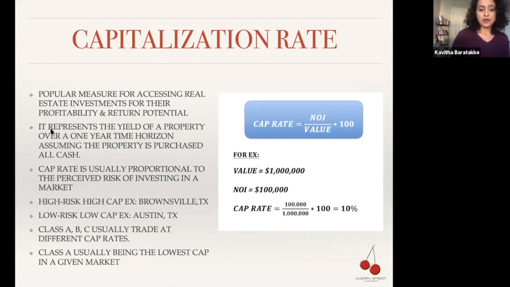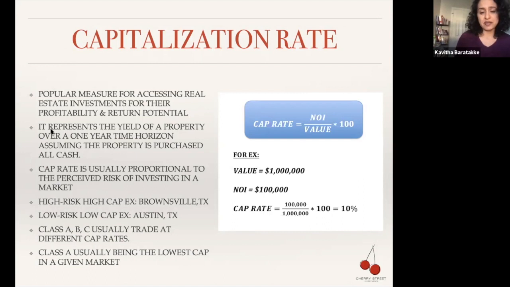So cap rate is usually proportional. We'll talk about what determines the cap rate. The cap rate is usually proportional to the perceived risk of the market. So for example, let's say you're investing in Austin, Texas, and I actually live here. Austin is a very low risk, low cap market right now because everyone wants to invest in Austin. So the cap rate's really low.